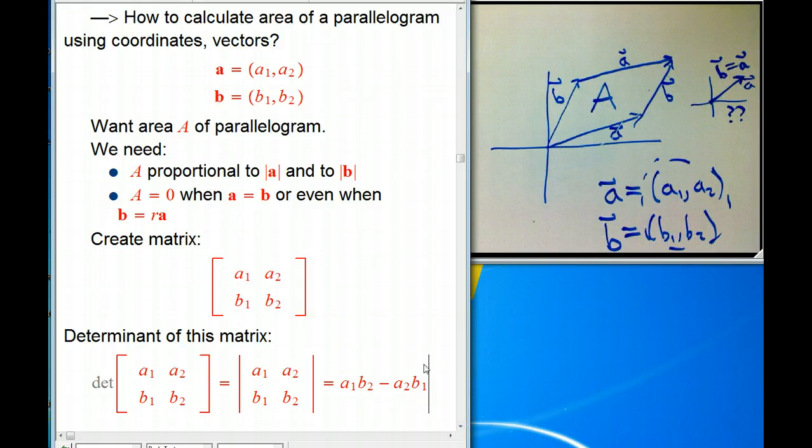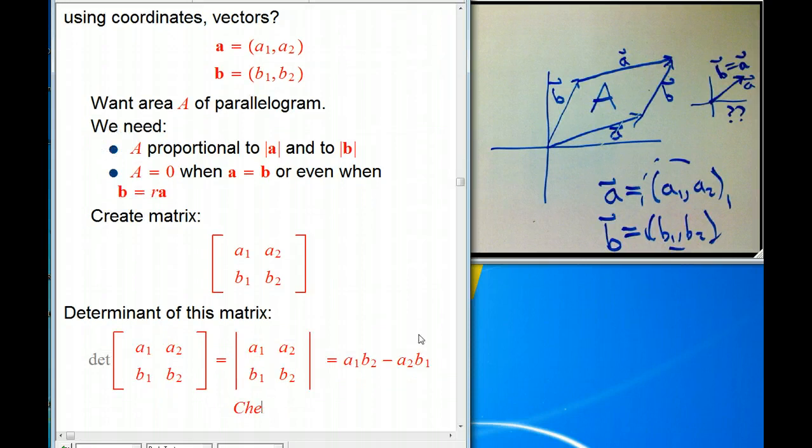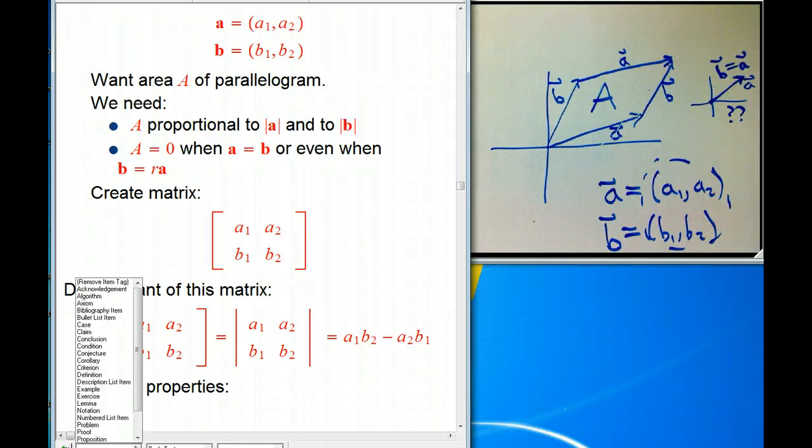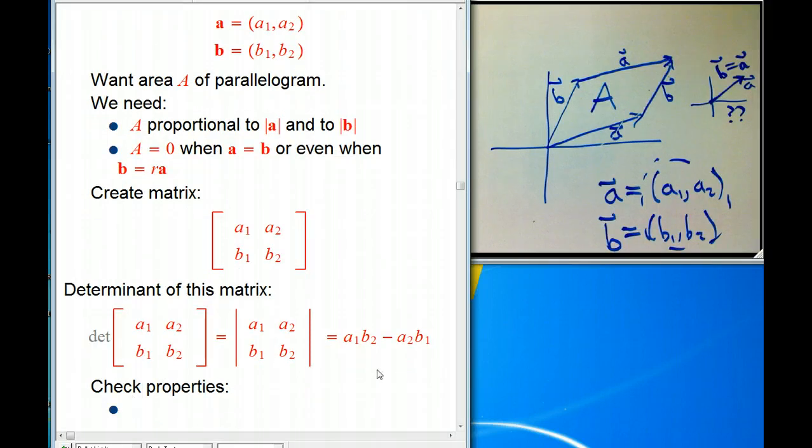But then we want to make sure that it actually has at least some of the properties that we want here. So let's check the properties. That first property was that I wanted it proportional to the magnitude of A or magnitude of B. Well, let's look at this.